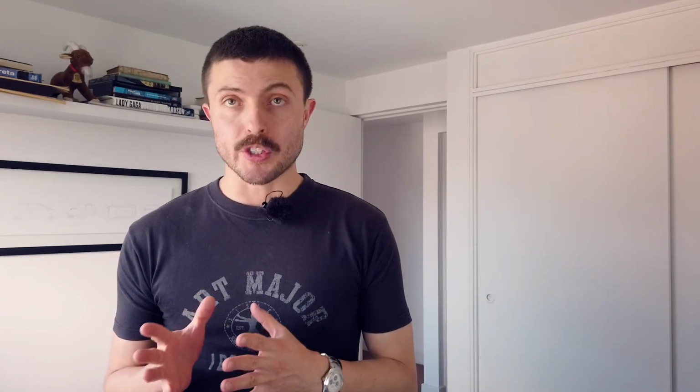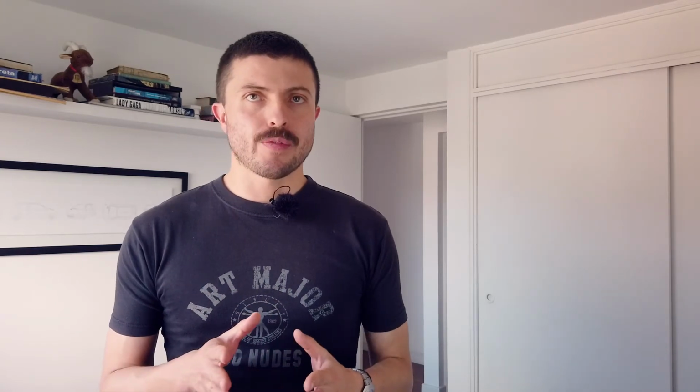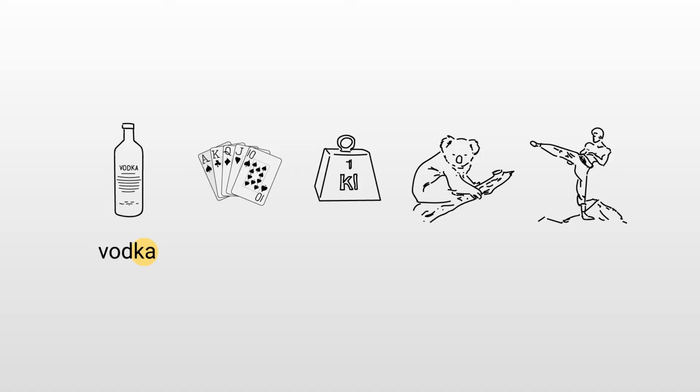Q also shares a sound with K. In the previous video on the alphabet, we said that K only occurs in words from other languages. And it sounds just as K in English. Let's see. Vodka, poker, kilogramo, koala, and kung fu.